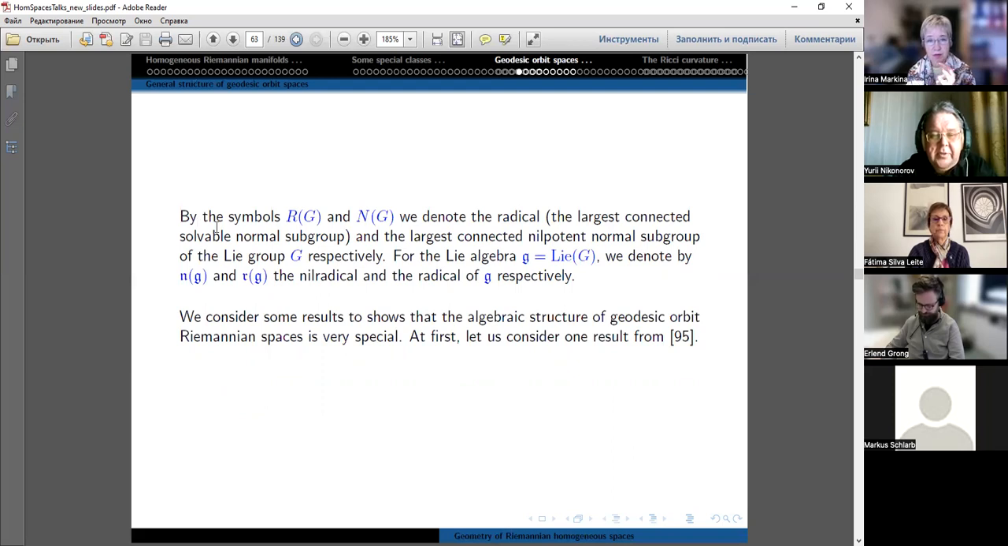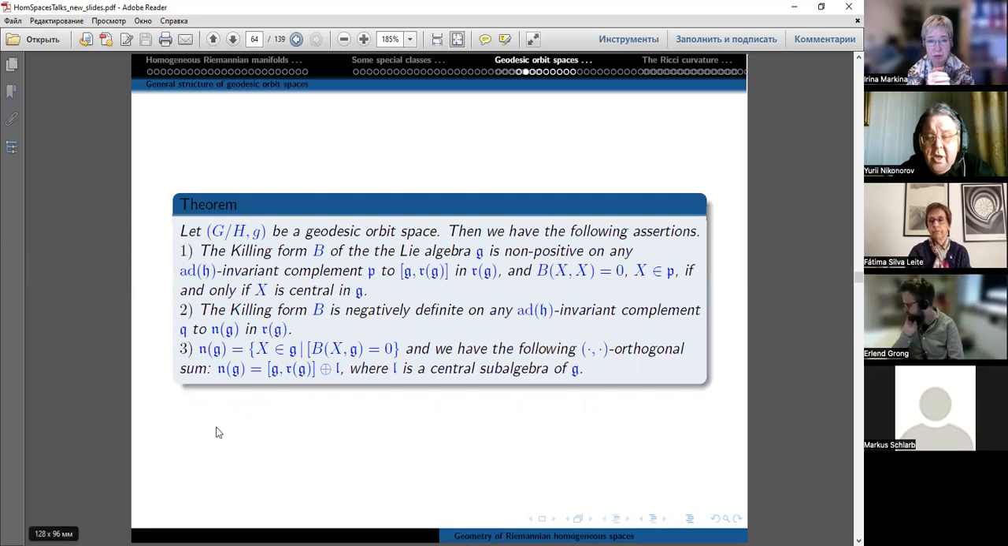This is some notation. The symbols R of G and N of G denote the radical, the largest connected solvable normal subgroup of G, and the largest connected nilpotent normal subgroup of the Lie group G. It's quite usual notation. And for the corresponding Lie algebra, we have similar notation N of G and R of G for nilradical and radical of G respectively.